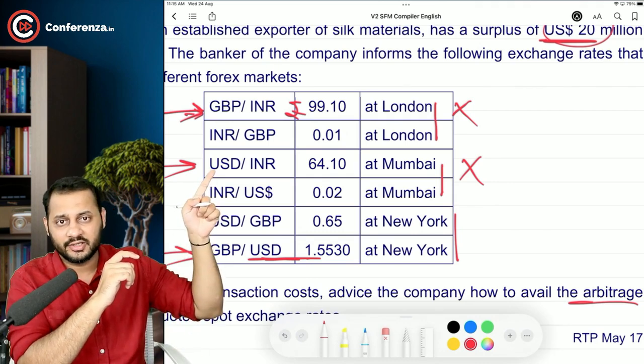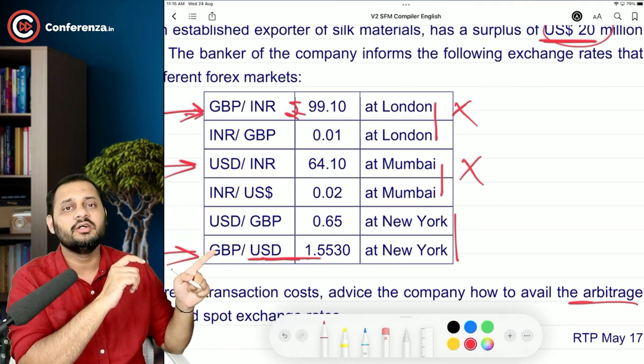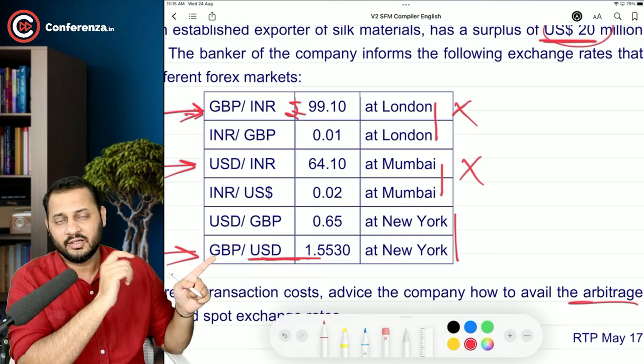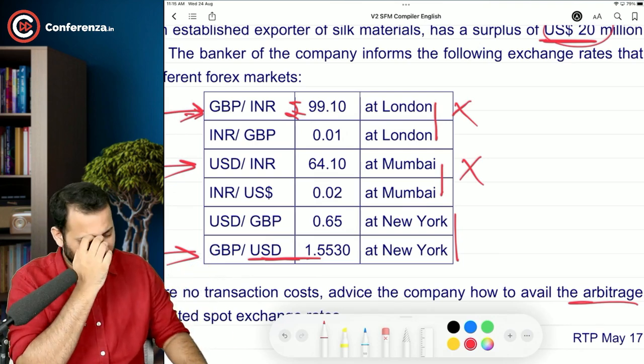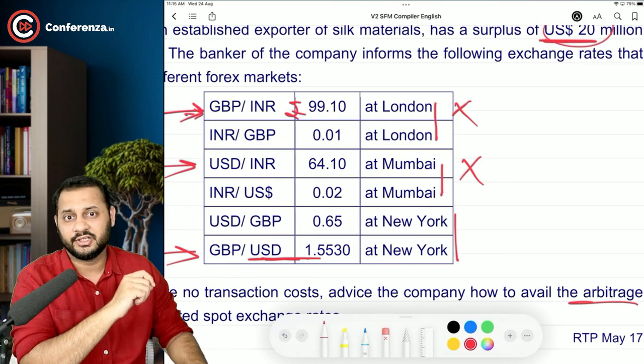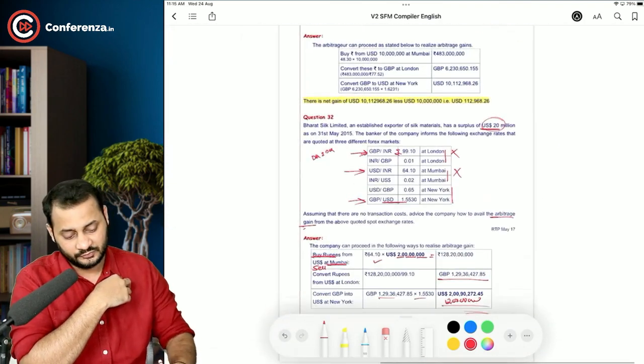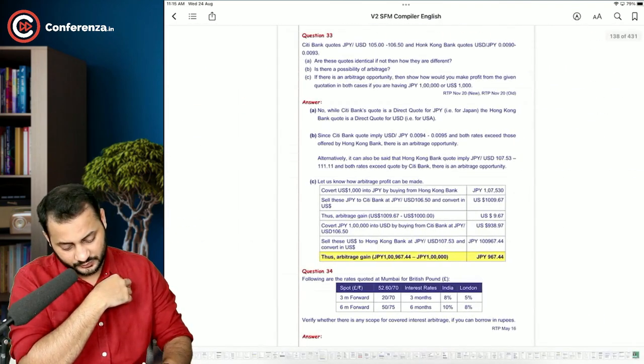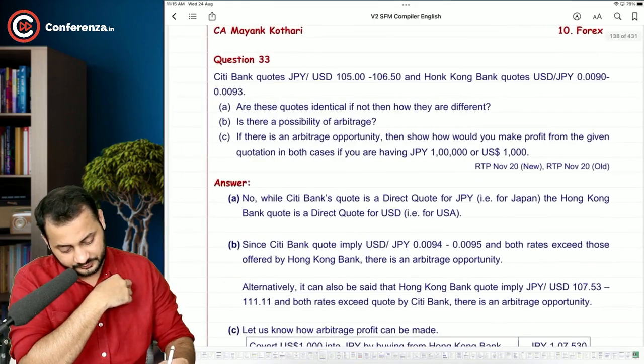So we sold the dollar in the Mumbai market and bought the dollar in the New York market at the end, which left us with some arbitrage gain of $90,000. Okay, sir, let's move on to the next question now. Question number 33.